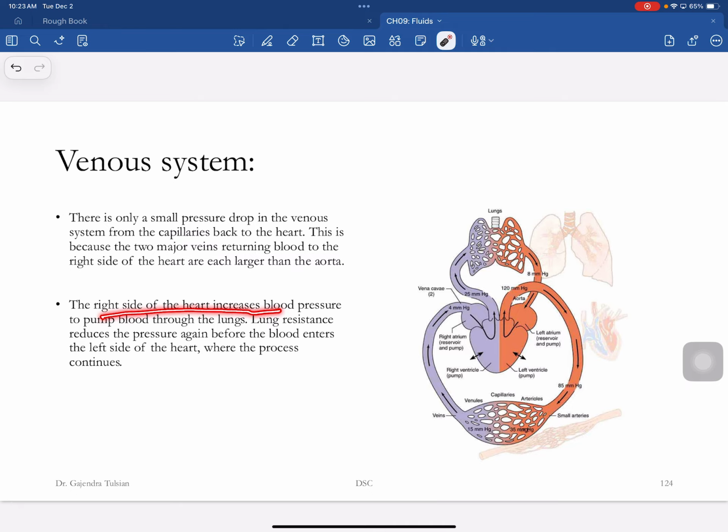The right side of the heart increases blood pressure to pump blood through the lungs. Here, this pump increases the blood pressure from 0 to 25 millimeters of mercury. And the left side increases from essentially 0 to 120 millimeters of mercury. Lung resistance reduces the pressure again, so by the time it's coming out of the lungs, the pressure is reduced to 8 millimeters of mercury. That's because of the resistance through the lungs.